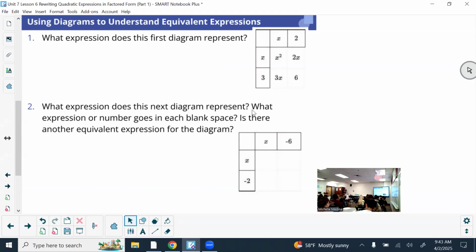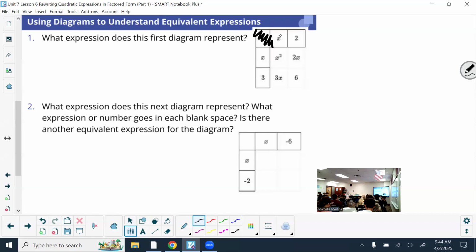Okay, so right now, this activity. What expression does this first diagram represent? I don't love that they put a whole bunch of boxes, so just pretend like there's no additional lines over here. We'll do this one together. We've seen this in the last unit. They're called area models, used to multiply multi-term expressions.